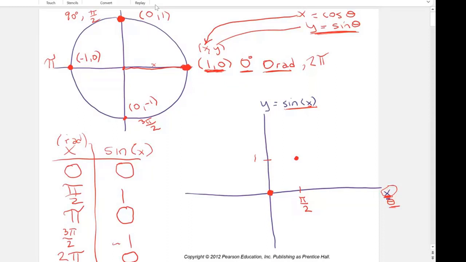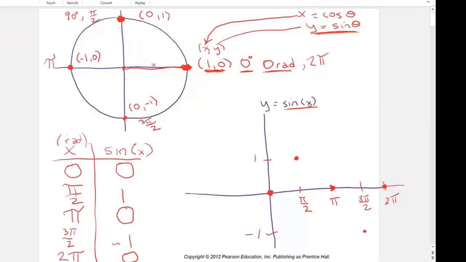Okay? So now I'm going to take all these values and I'm going to plot it on this graph. So here's pi, here's 3 pi over 2, and here's 2 pi. And so those are my angles, and this is my x value. So pi over 2, I have 1. At pi, I have 0. At 3 pi over 2, I have -1. And at 2 pi, I'm back to 0.